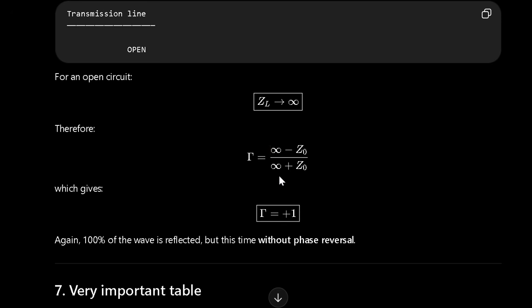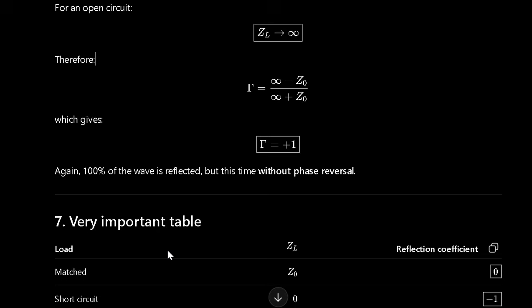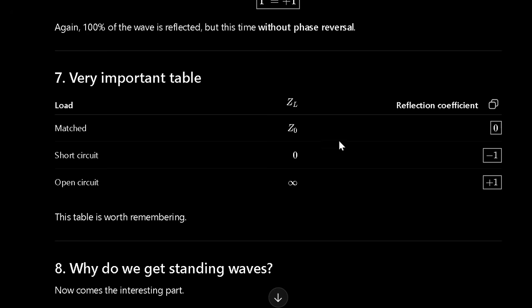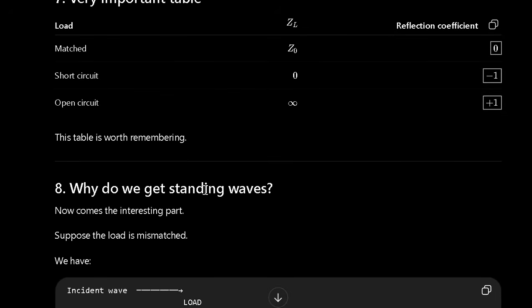Then this value becomes (1 − Z0/ZL) / (1 + Z0/ZL). When Z0/ZL is substituted, it becomes Z0 by infinity, so 1 minus 0 by 1 plus 0, which means plus 1 will come. So here, 100% reflection without phase reversal. So matched means reflection coefficient 0, short circuit means minus 1, open circuit means plus 1.